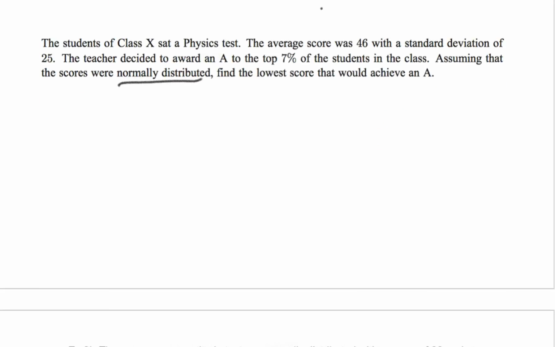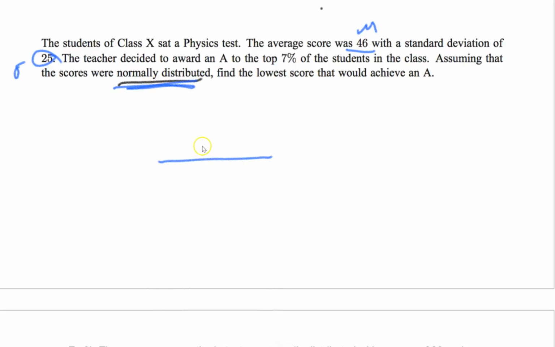Now let's talk about inverse normal, way 2. The students of class X sat a physics test. The class average score was 46, and the standard deviation was 25. The teacher decided to award an A to the top 7% of the students in the class, assuming that the scores are normally distributed. Again, notice how they tell you. Find the lowest score that received an A.